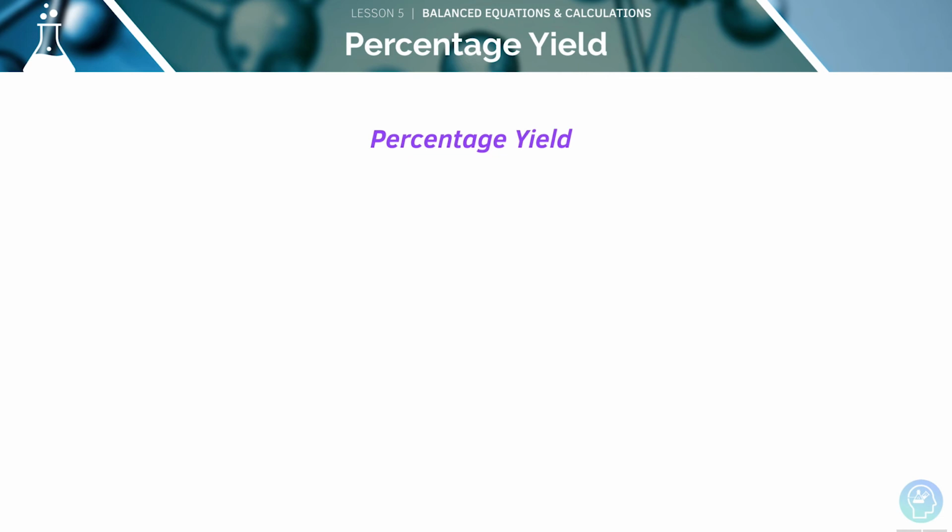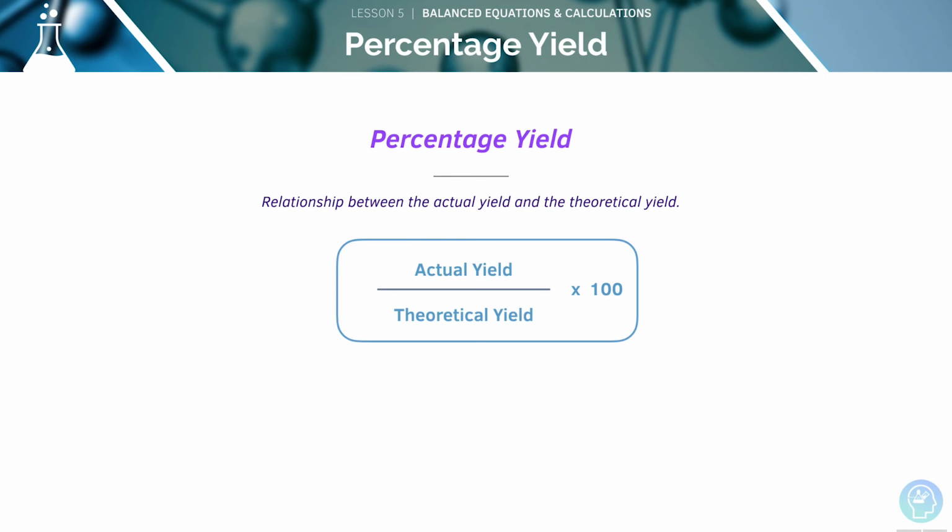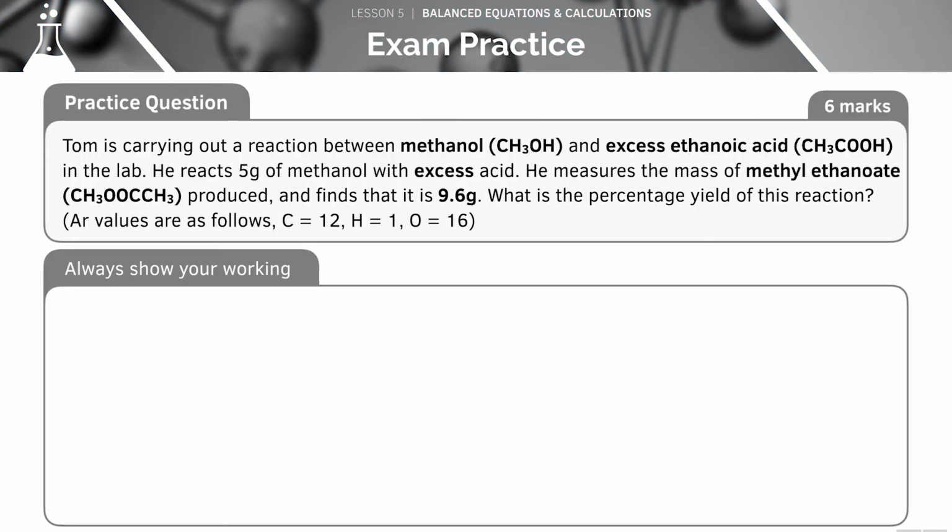You need to be able to carry out calculations involving percentage yield in your exams. In exam questions, you are often provided with the actual yield and then asked to calculate the theoretical yield. Once you know the values for both the actual yield and the theoretical yield, you can calculate the percentage yield using the following equation. The actual yield over the theoretical yield multiplied by 100. The units shown here are all standard units that you should be comfortable with using.